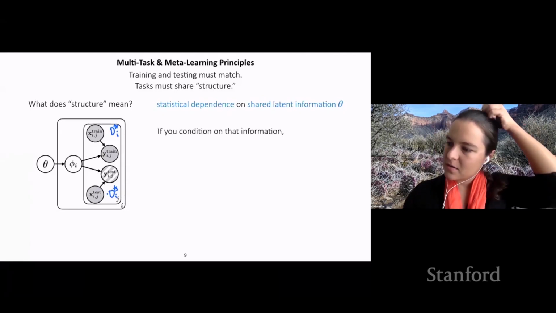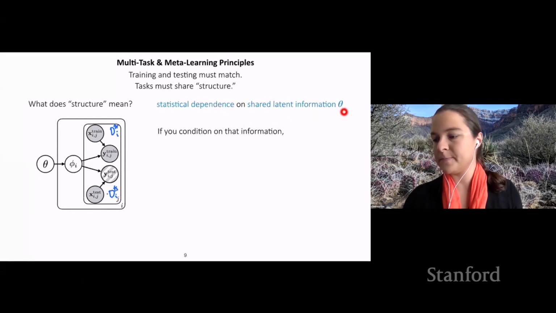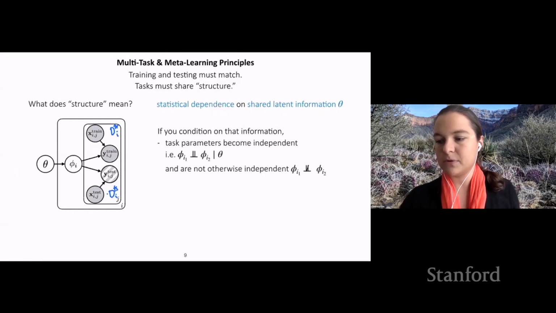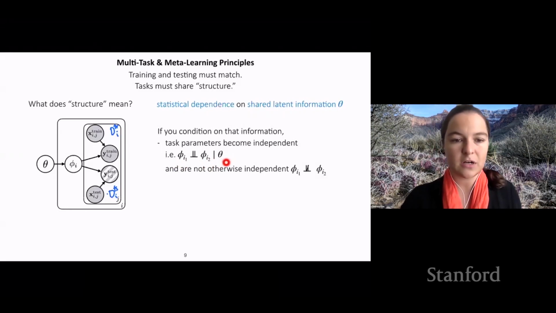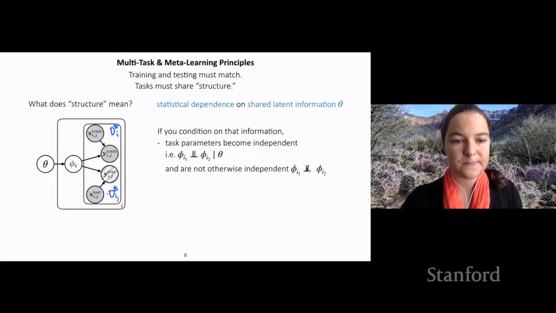And there's a couple things that this graphical model can potentially tell you about the meta-learning process. So first, if you condition on the latent shared information theta, then the task parameters become independent. So we know that the task-specific parameters for one task and another task become independent once you condition on all of the information that they share.